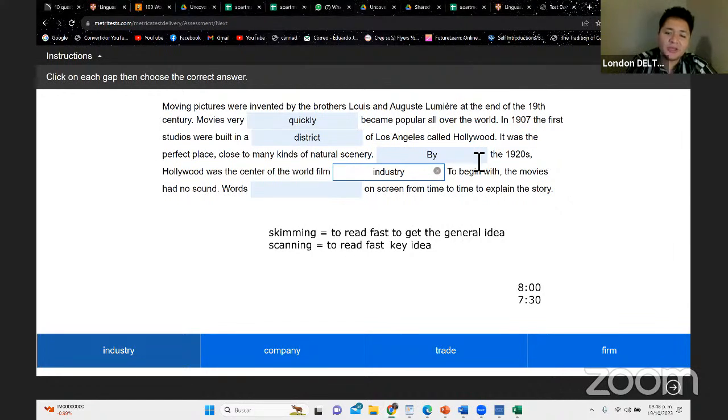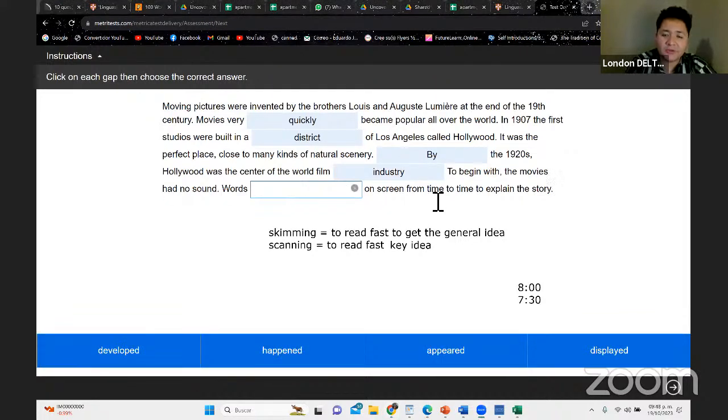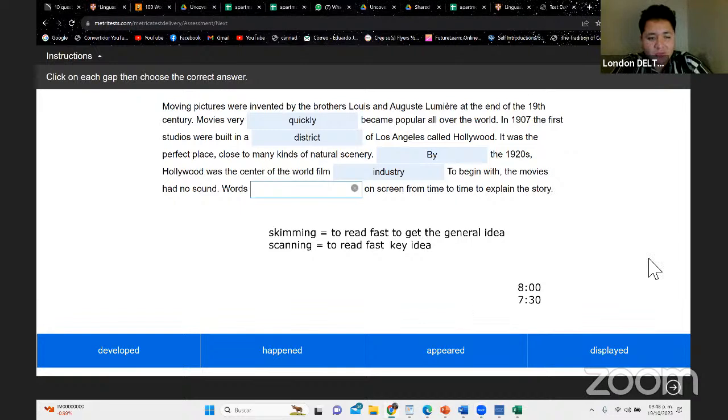Okay, finally it says, to begin with, the movies have no sound. Words on a screen from time to time to explain the story. So you have the options. Words developed on screen. Words happen on screen. Words appear on screen or displayed on screen. Okay, this is a vocabulary question. 15 seconds, please. So you choose an option. Try to think about it. Think twice, analyze it.